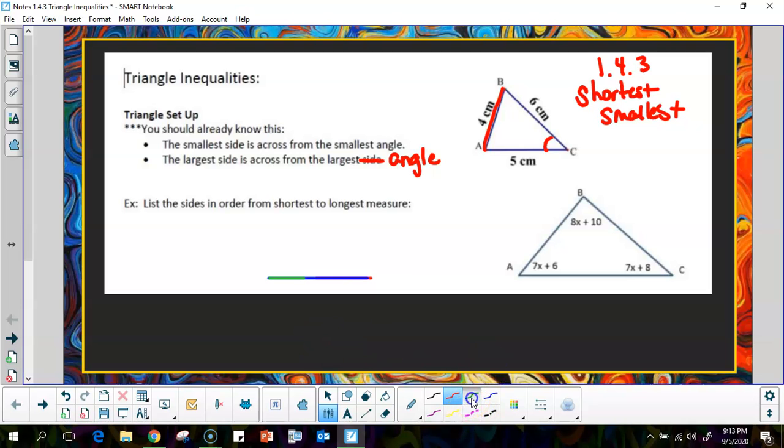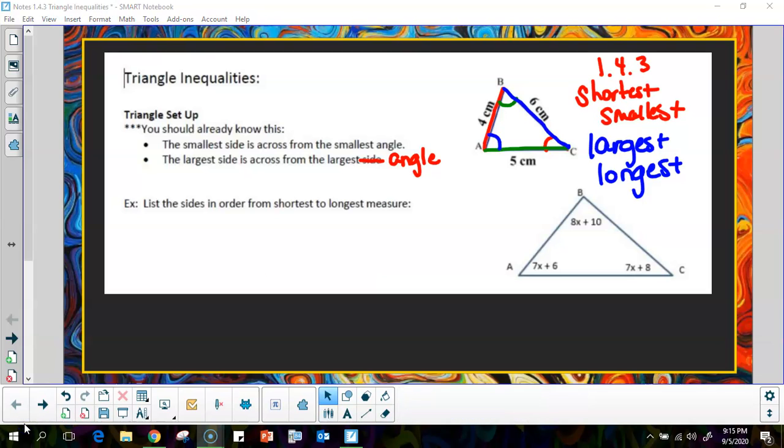Then the middle side, the one that's not the shortest or the smallest, this one right here, would match up with this angle right here. There's always a correlation there. And then the same thing with this side here and the angle across from it: the blue angle and the blue side are the largest, and the blue side is the longest. So those correlate with each other. That's something you need to understand. If you know the lengths of the sides, then you can tell the order of the size of the angles as well, and vice versa. If you know the angle measures, you can tell which side is the shortest and the longest as well.